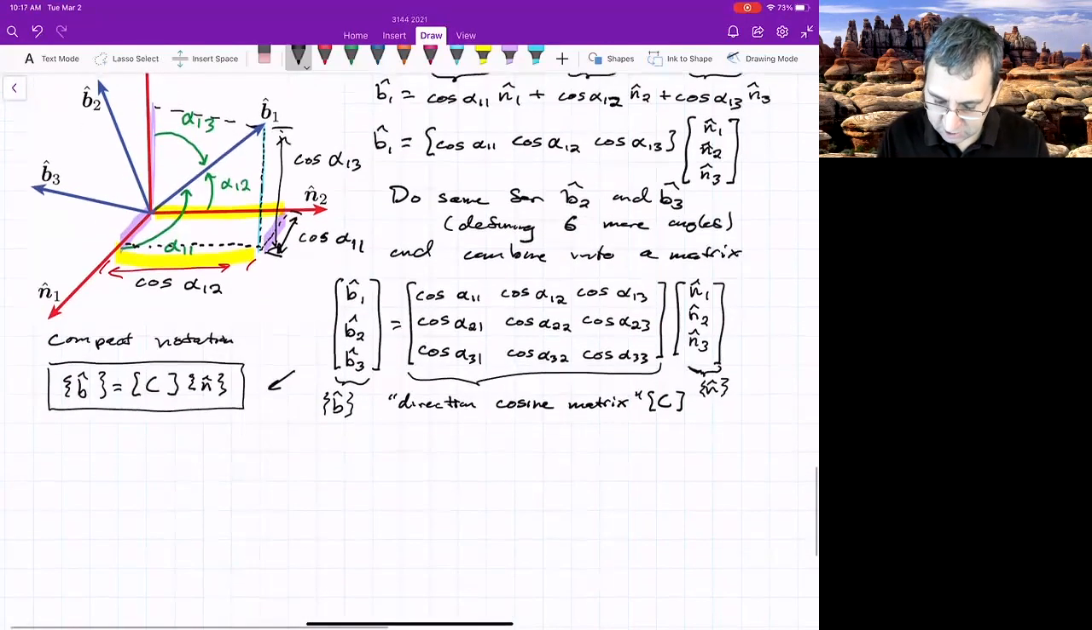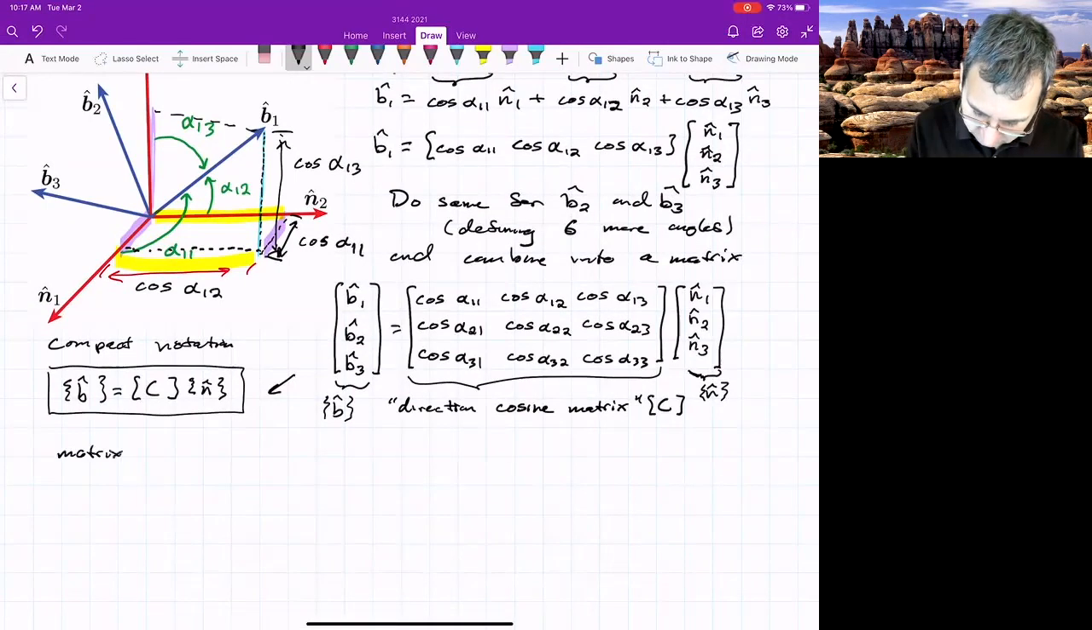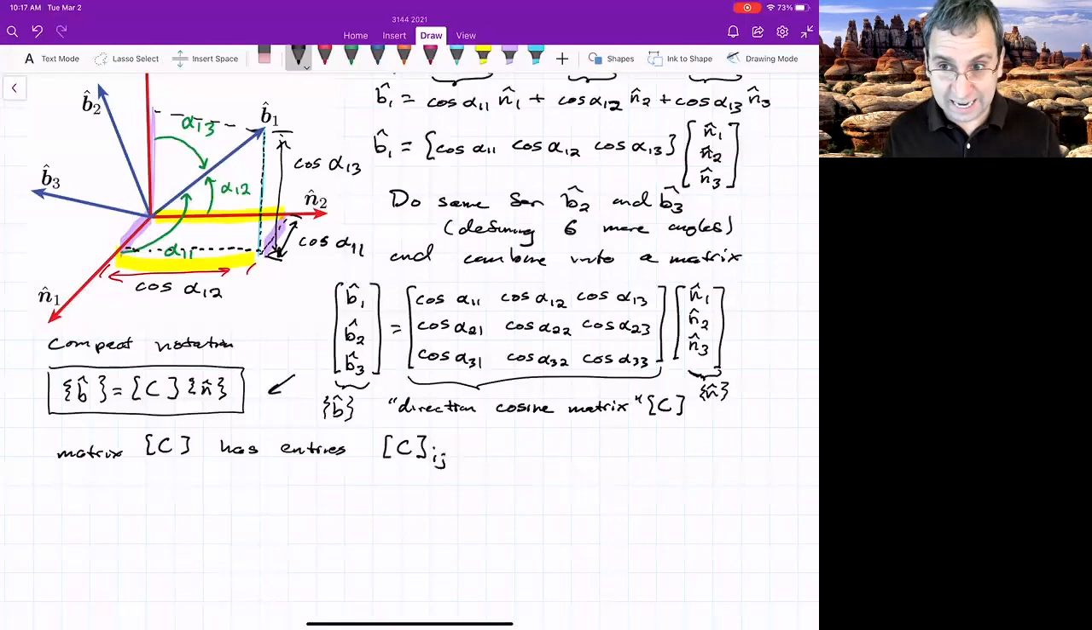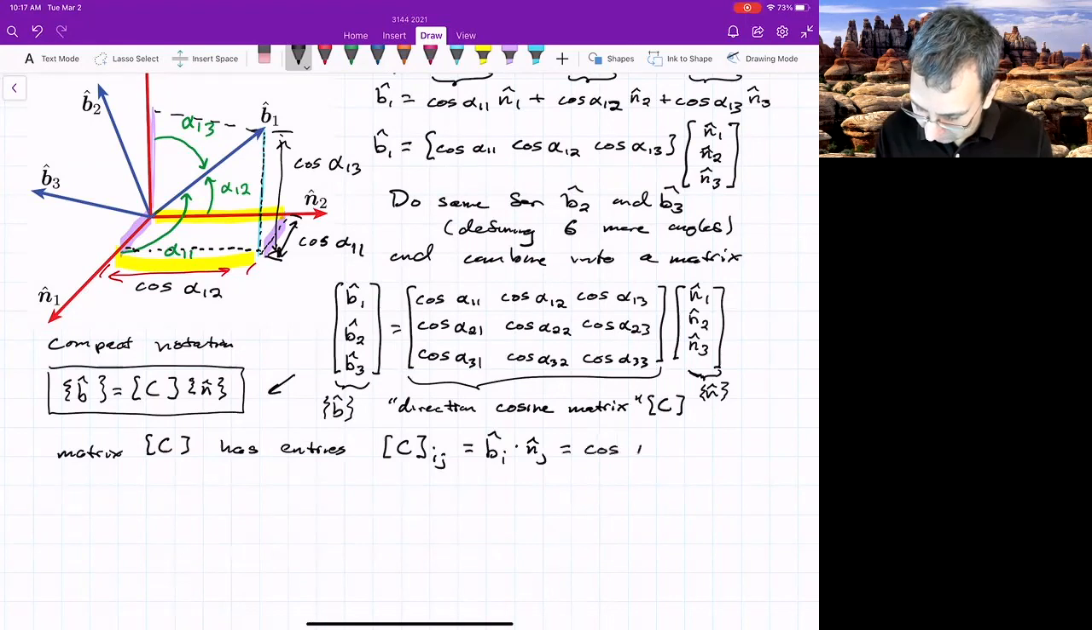And if you look at what these entries are, this matrix C has entries. I guess I'll write it this way. C with index notation. Cij equals bi dotted with nj, which is equal to cosine alpha ij, where alpha is the angle between those two, between bi and nj.